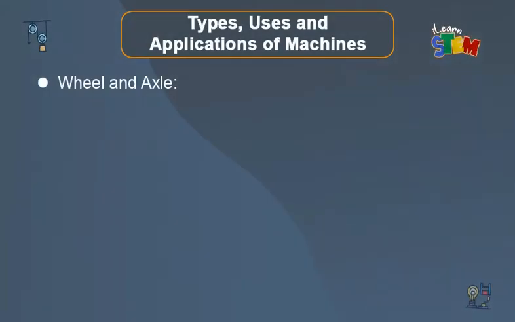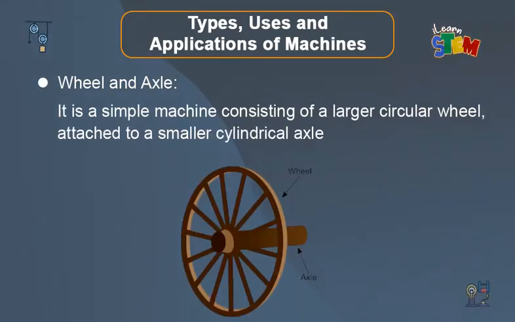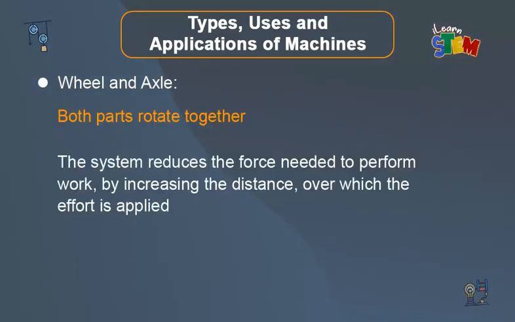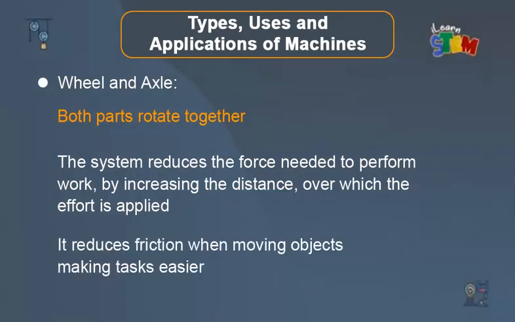Now, wheel and axle. A wheel and axle is a simple machine, consisting of a larger circular wheel attached to a smaller cylindrical axle. Both parts rotate together, and the system reduces the force needed to perform work, by increasing the distance over which the effort is applied. It reduces friction when moving objects, making tasks easier.